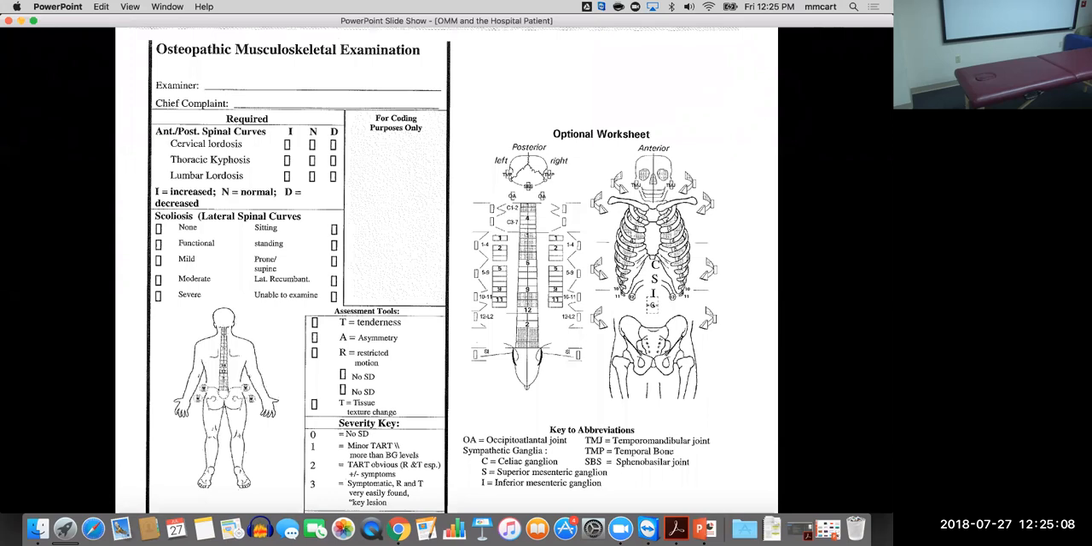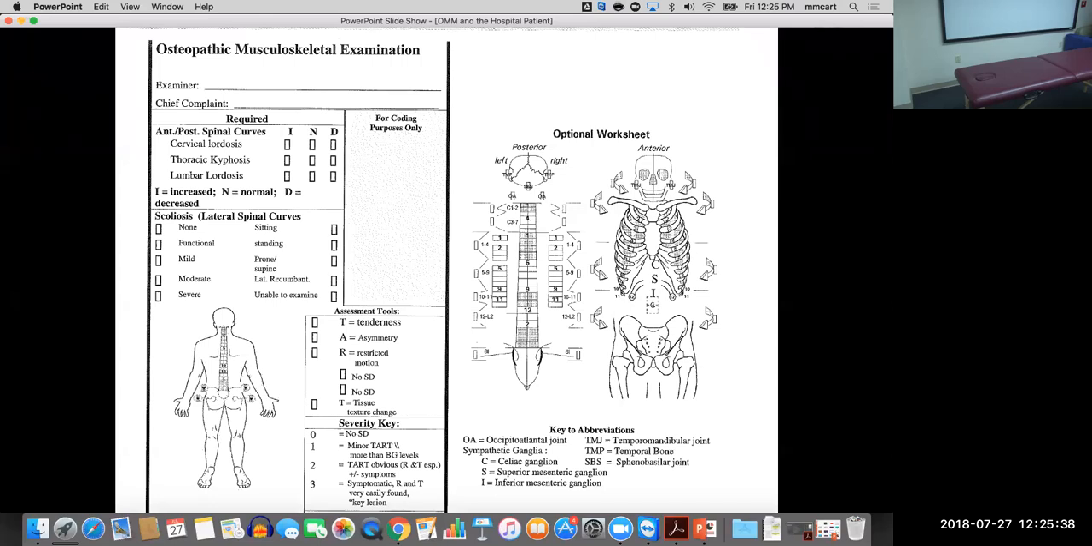If you check the unable to examine again, you'd have to document why we were unable to. Then they have the TART format tools that you used or that were present. Was there tenderness, asymmetry, motion restriction, or tissue texture? They have tissue texture change, but tissue texture abnormality is what's in the glossary. Just as an aside, that tissue texture change kind of implies that you've palpated it on a previous occasion.